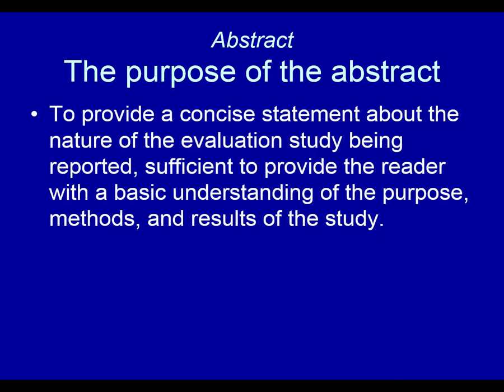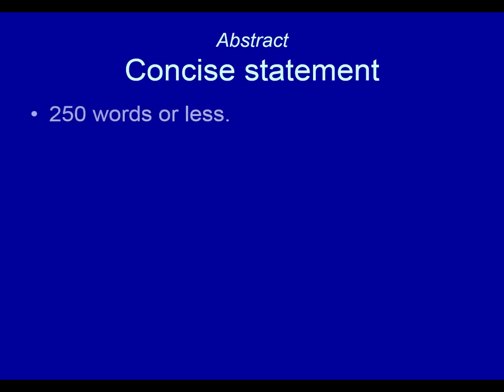Let's go to reviewing the nature of the abstract for an evaluation study. The purpose of the abstract is to provide a concise statement about the nature of the evaluation study being reported, sufficient to provide the reader with a basic understanding of the purpose, methods, and results of the study. So keep in mind those three things: purpose, methods, and results. Keep in mind also the word concise. It is a concise statement, which we're going to talk about now.